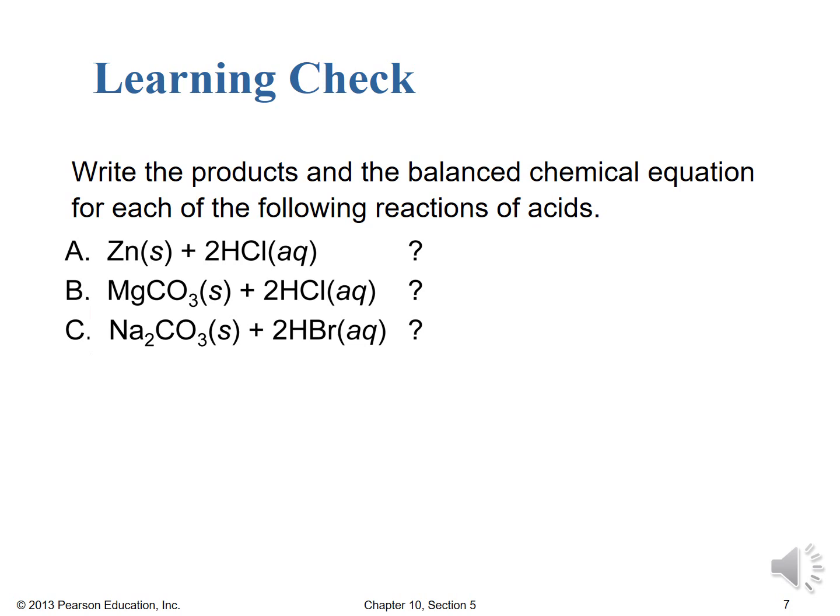So we'll take a learning check here just to make sure that what we've discussed so far is making sense, and then we'll move on to more concepts with acid-base chemistry. For this learning check, you're asked to write the products and the balanced chemical equation for each of the following reactions of acid. So we have metal reacting with an acid, metal carbonate reacting with an acid, and then a different metal carbonate reacting with a different acid. For each of those, go ahead and show the products and balance the reaction, and then pause the video while you do that, and please start back up once you're ready to check your work.